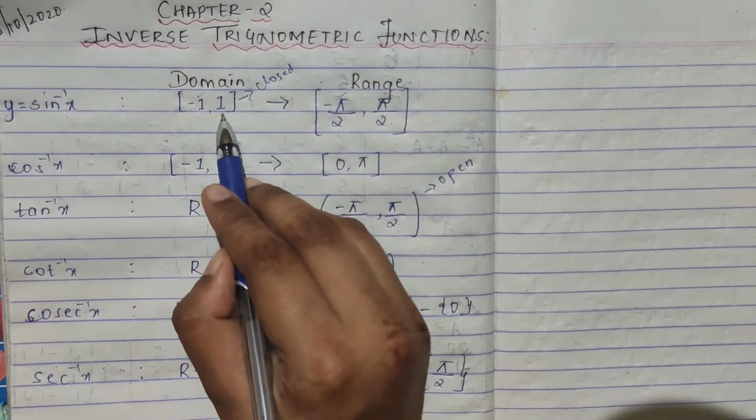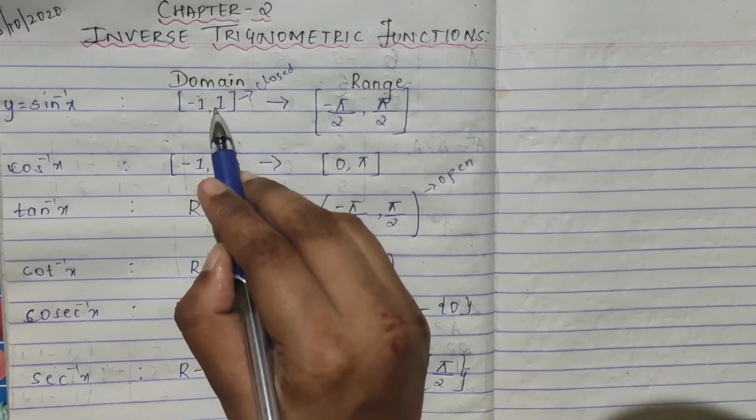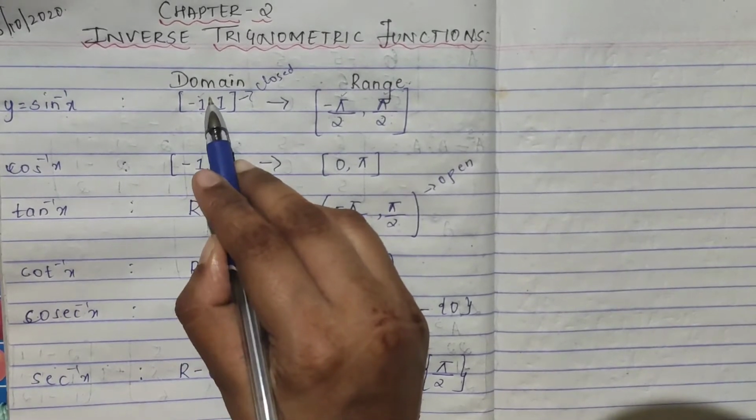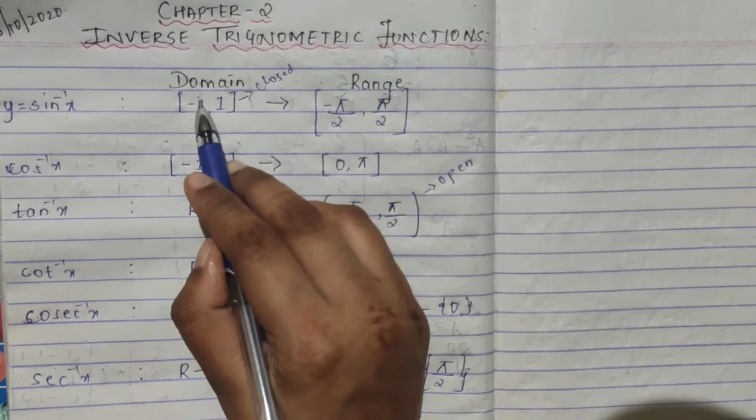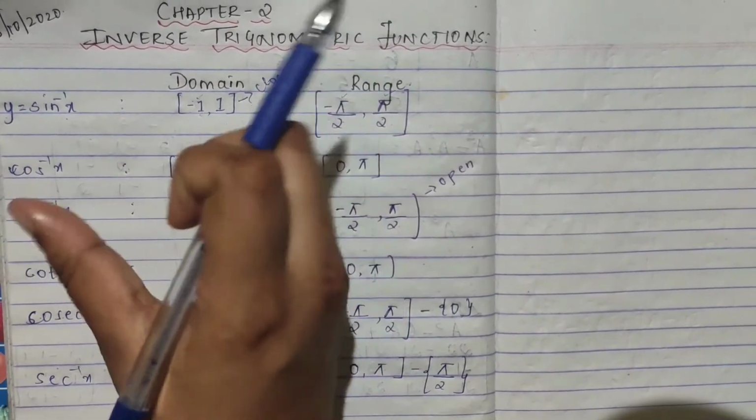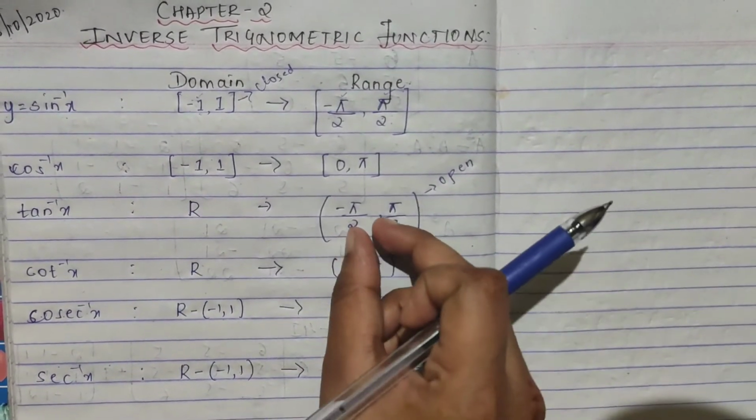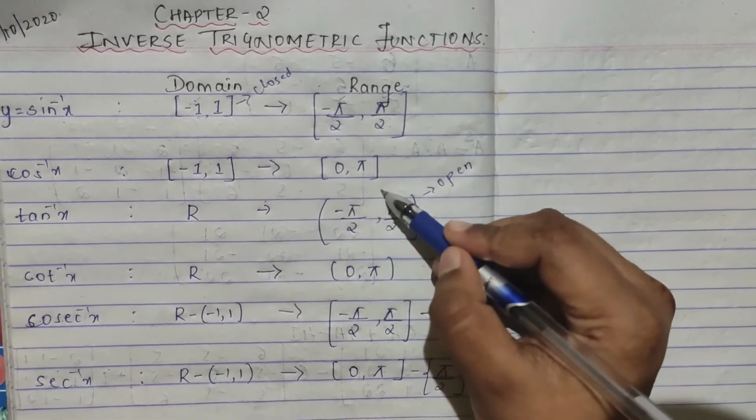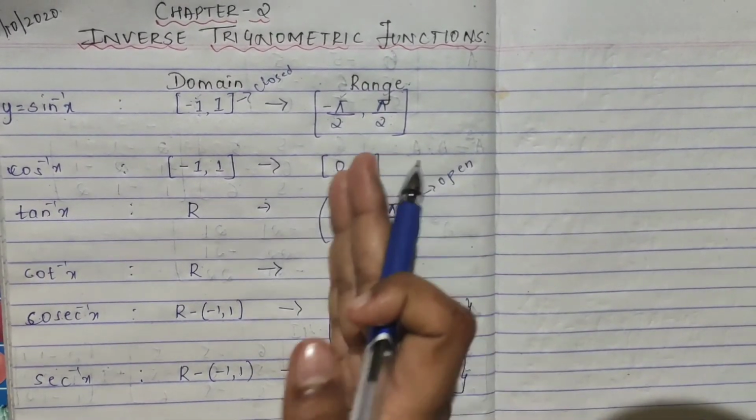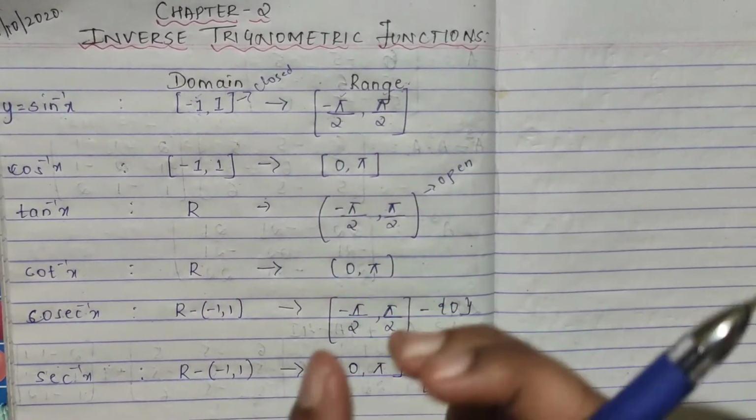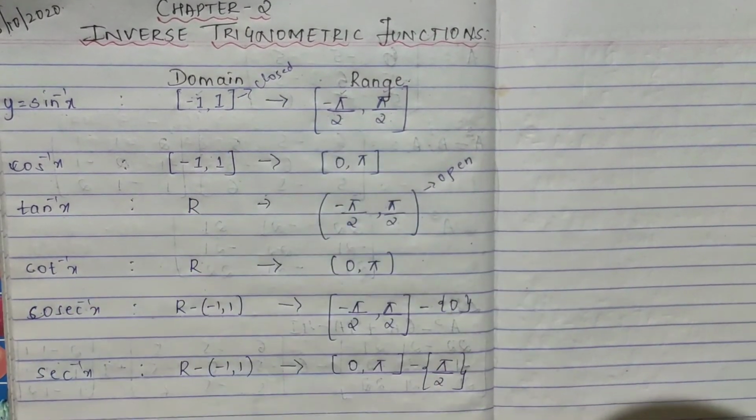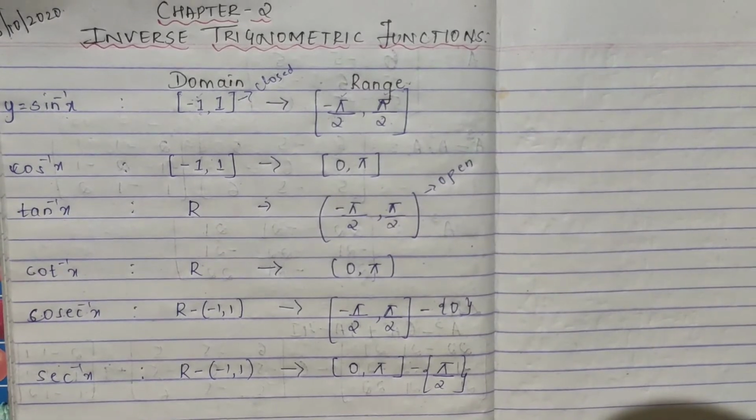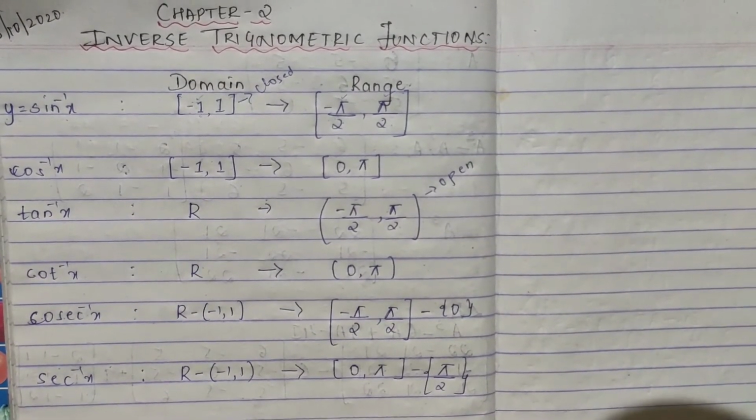See, in a closed interval, we even consider the end numbers. Now you have -1 and 1, we see the values between them, and we can find the value for 0, and even for 1 and -1, that means it is closed. Open means we can only find the values between, but not at -pi by 2 or pi by 2. This is the only difference between closed and open. This is all you have studied in your PUC first year.